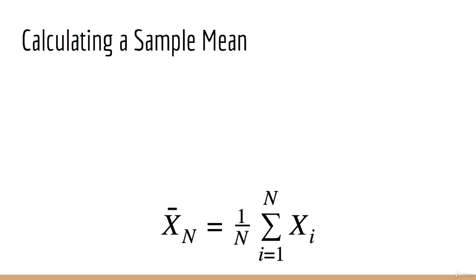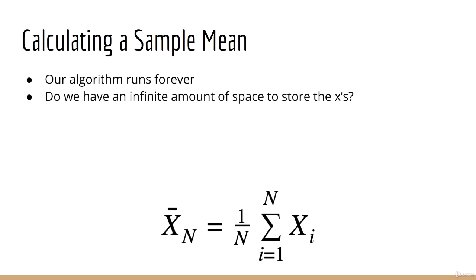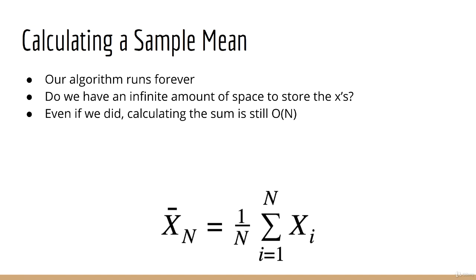Alright, so hopefully you thought about why calculating the sample mean naively might not be such a good idea. Remember that we are going to run our algorithms essentially forever. In order to run forever, we must have a forever amount of space to store those values of x that we collect. And obviously, our computers or our servers don't have an infinite amount of space. And even if they did, calculating a summation is O(n), so the more data you have, the longer it will take, and that will increase linearly with how much data you collect.